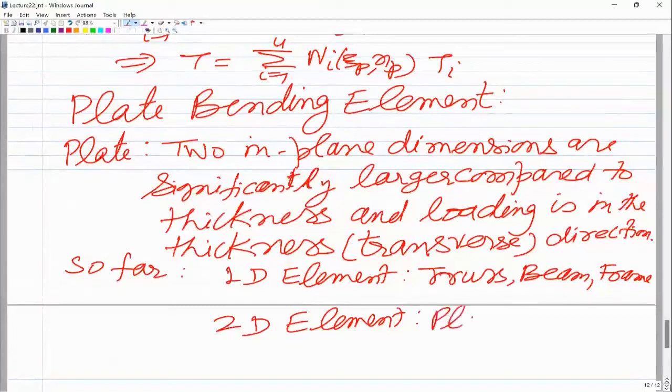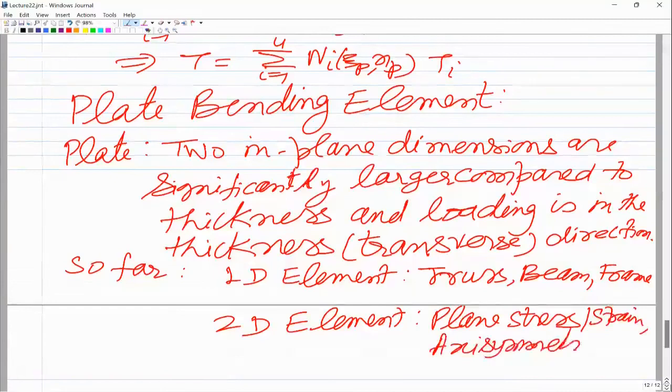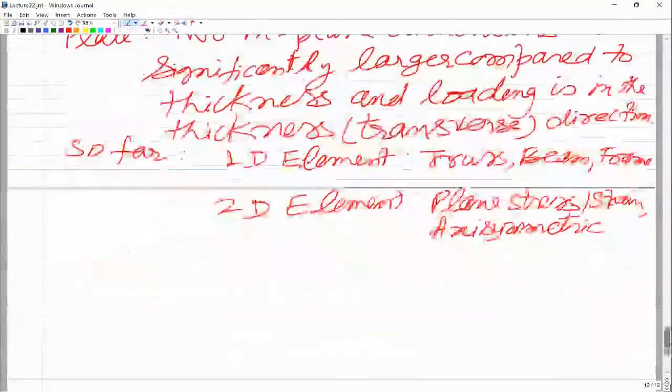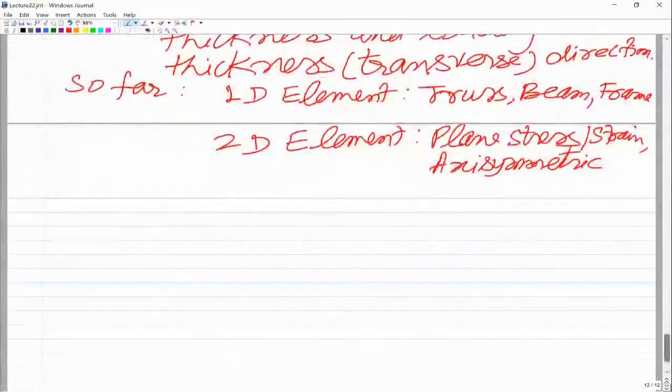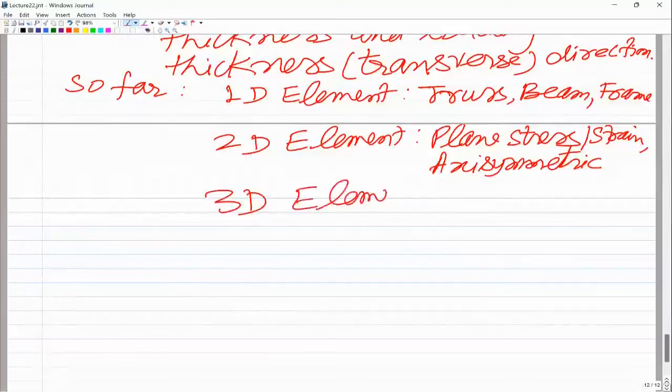So we discussed, of course, the plane stress, plane strain, and axisymmetric. Axisymmetric, of course, sometimes in the packages is classified under 3D solid elements, but I prefer to put it under 2D. So this is what we have discussed. And then we have also discussed the 3D element, which can always be used for any problem. But the only thing is the discretization has to be fine enough, so the number of elements would be very large. So 8 noded brick elements.